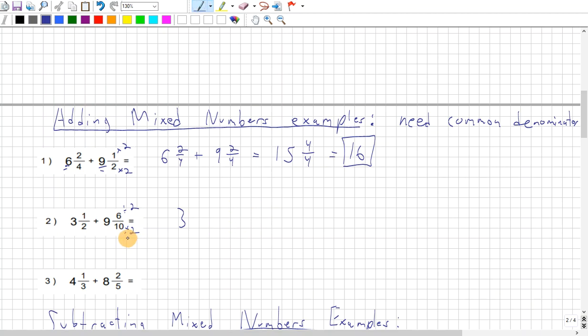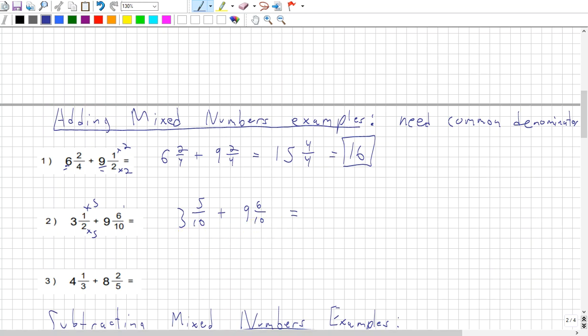I'm going to say the common denominator for 1/2 and 6 over 10 is 10. Both 2 and 10 go into 10. And so on the first fraction, I'm actually going to multiply that first fraction by 5. So I get 3 and 5 over 10 plus 9 and 6 over 10. Sometimes you have to do that. You say, well, you know what? Let's try to reduce the fraction, see if that will help. In this case, it didn't.